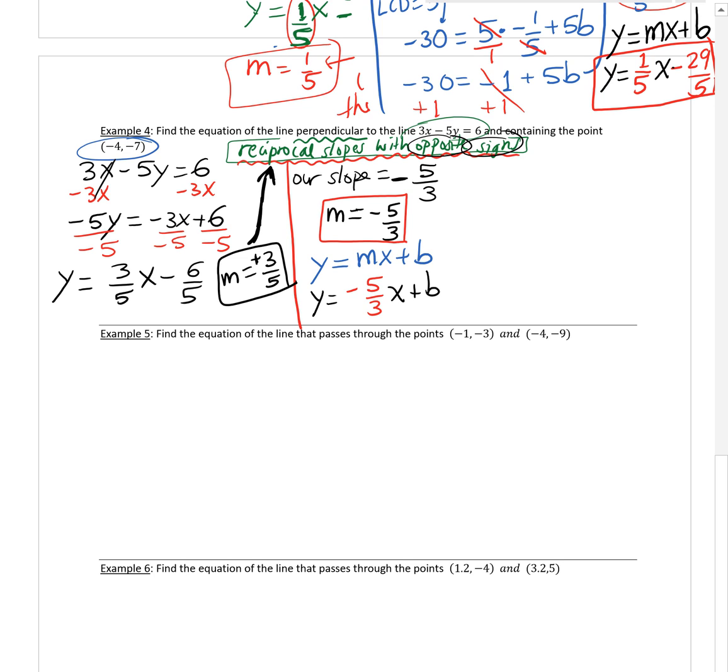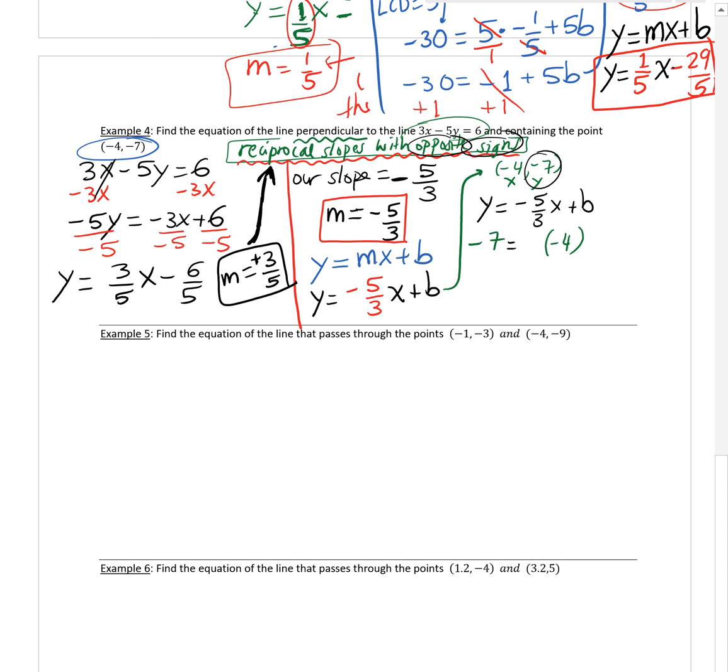Okay. Looks good. And then remember, your next step is you got to remember that the point they gave me, let me move this up here, they gave me -4, -7. So that's the x value and the y value. I'm going to go ahead and replace the x and the y value in the equation y = -5/3 x + b. Replace the y with the y value there, -7. And then replace x with the x value, -4.